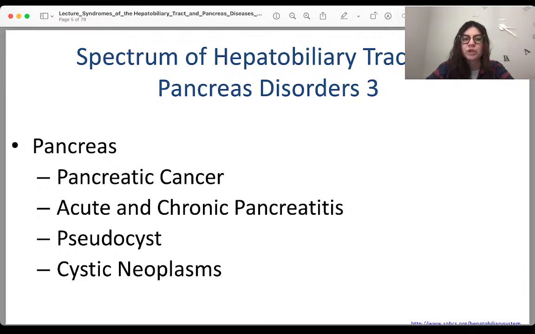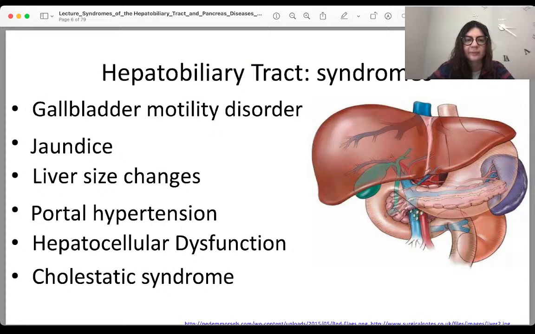Pancreas disorders include pancreatic cancer, acute and chronic pancreatitis, pseudocyst, and cystic neoplasms. Syndromes in hepatobiliary tracts can be syndrome of gallbladder motility disorder, liver size changes, portal hypertension, hepatocellular dysfunction, and cholestatic syndrome. All these syndromes we will discuss today during the lecture.